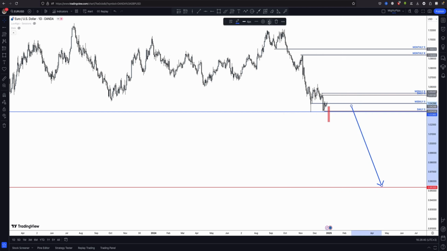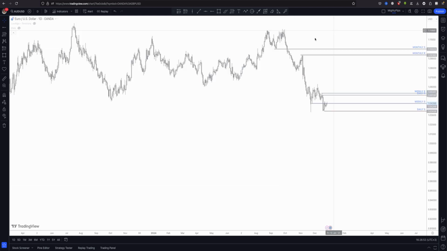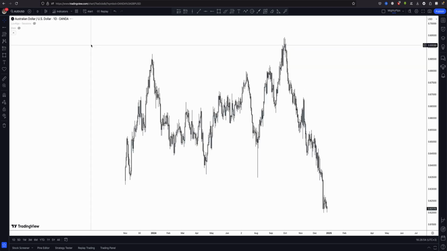So that is the direction for euro dollar. It is similar to the one for GBPUSD. Okay, so that is what I'll be looking at on euro dollar. Let me just take you through some other currencies.